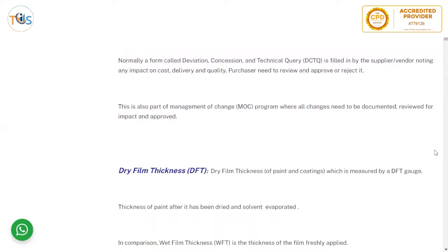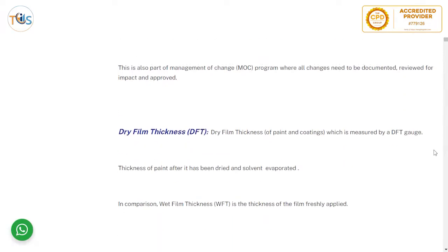So if it is before the purchase order, it is a concession. If it is the same thing after the purchase order, asking for a change, then it is called a deviation by definition. There is also the management of change program, where all changes need to be documented, reviewed for impact and approved.